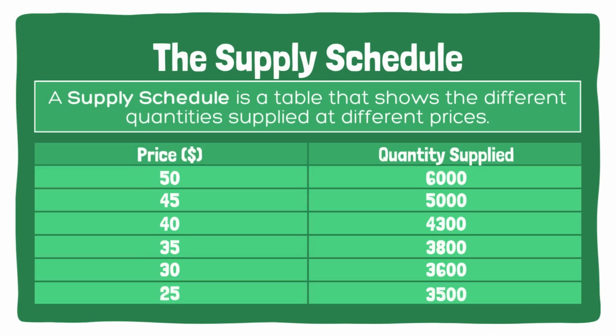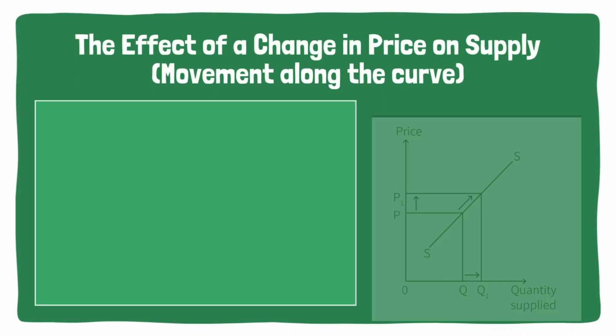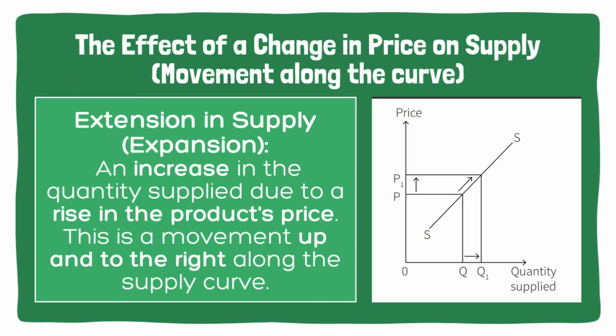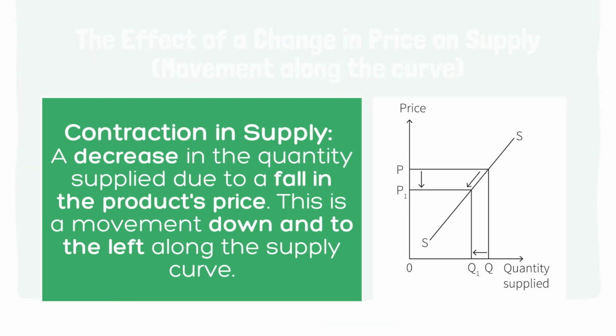A supply schedule shows the quantities supplied at different prices. For example, a schedule for train tickets from station X to station Y might show that at a price of $50, 6,000 tickets are supplied, but at $25, only 3,500 tickets are supplied. Plotting this data on a graph gives us a supply curve, which typically slopes upward, showing that as price increases, supply extends, and as price decreases, supply contracts. A rise in price causes an extension in supply, meaning more is offered for sale, while a fall in price causes a contraction, meaning less is supplied.